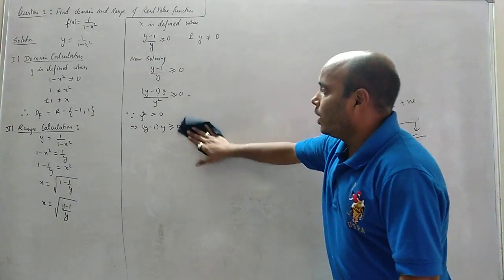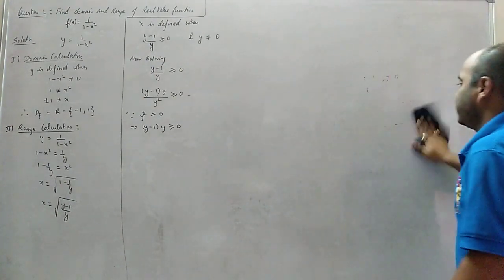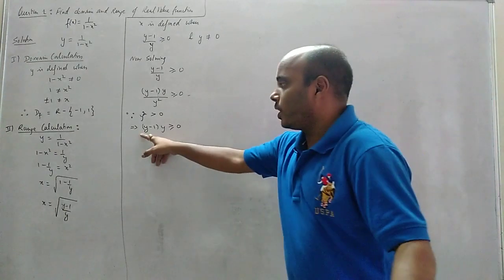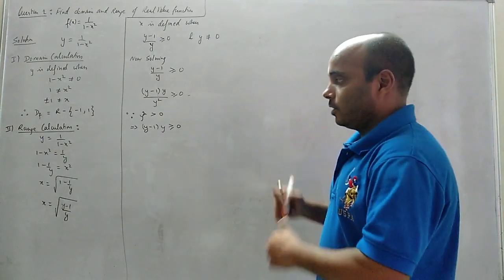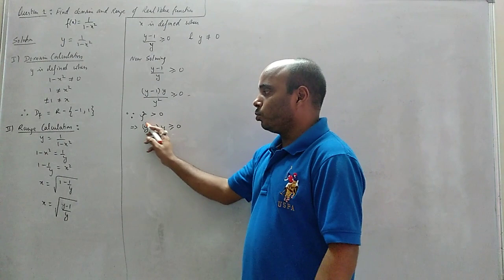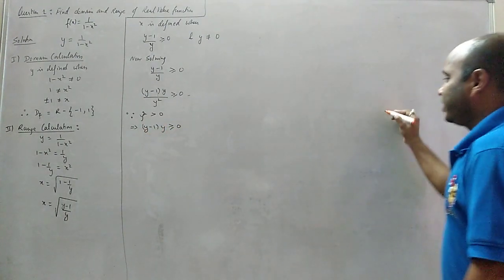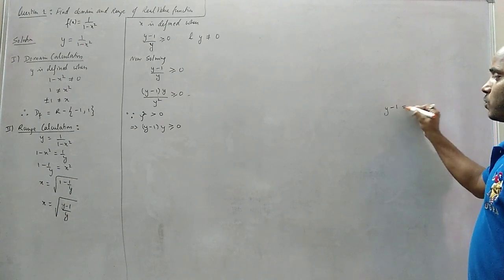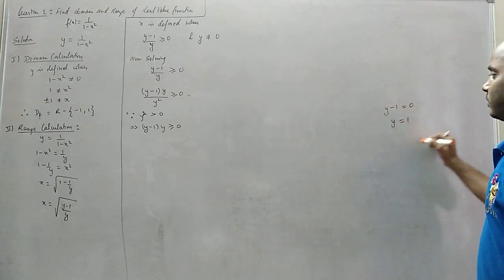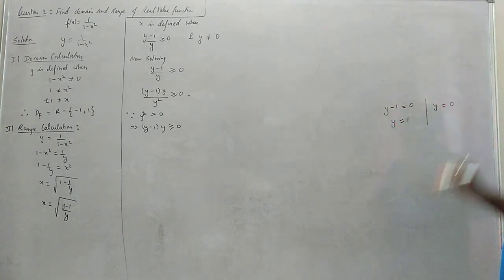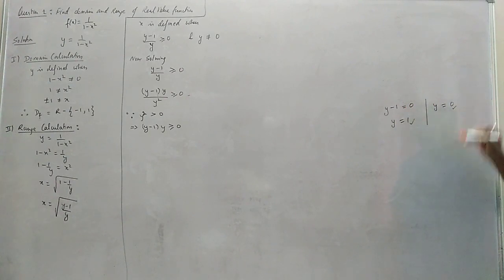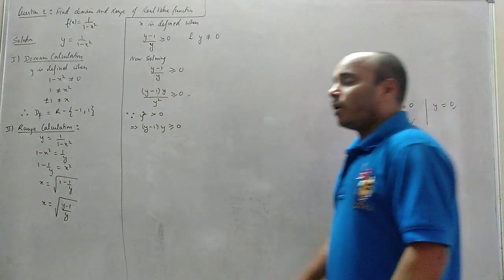Okay, now how to solve the next part? इसके बाद क्या करूं? Okay, how to solve this? Now see, you have two terms here. One is this term, another is this term. In the rough, make them equals to 0. y minus 1 equals to 0. From there, y equals to 1 and y equals to 0. So you got 2 points, 0 and 1. Clear? So what you have to do after this?